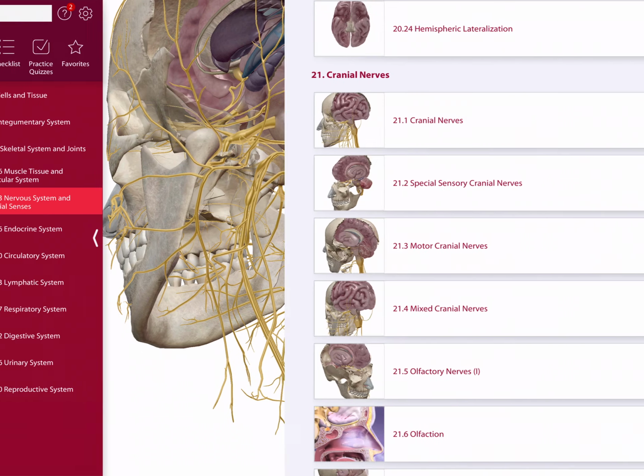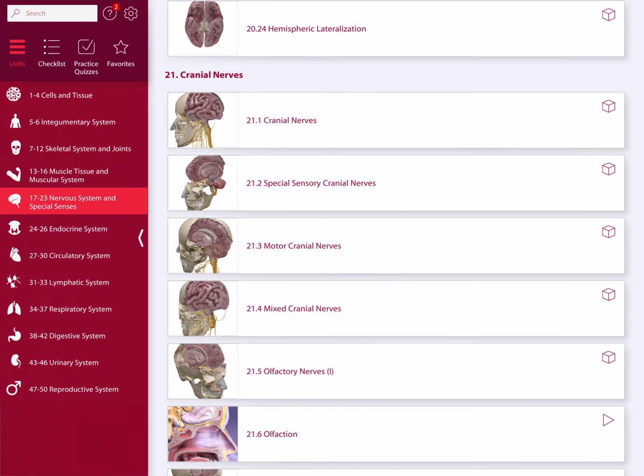Then we take those and we need to know what they do. We need to know if they are sensory, meaning are they perceiving things? Are they motor? Are they causing an action? Or the other option is both. They are perceiving things and they are causing an action.